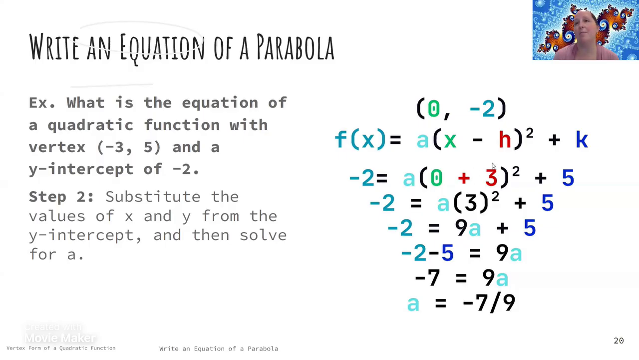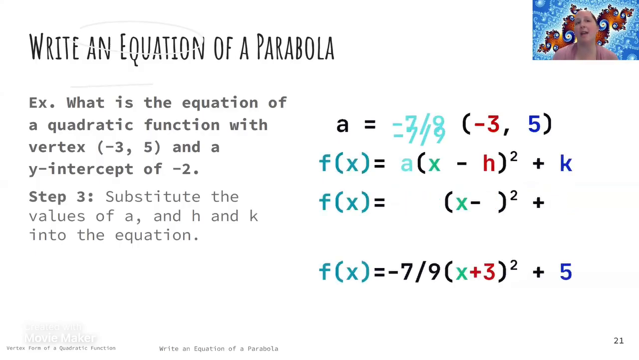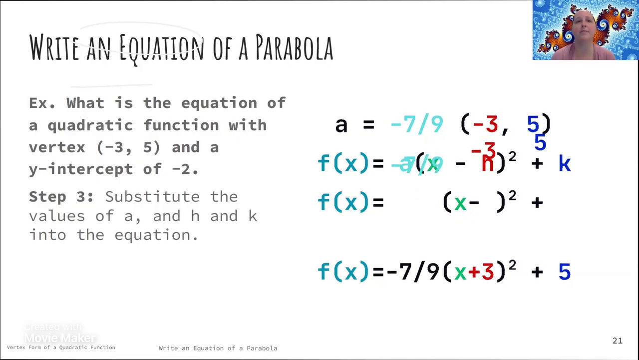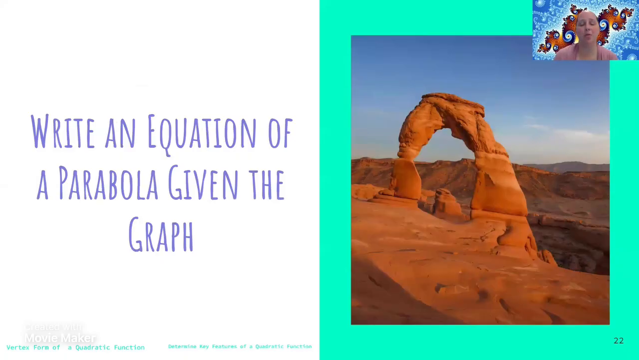So when I do this, I've got +3, so 3 squared gives me 9. So I have -2 equals 9a plus 5. I subtract 5 from both sides. -2 minus 5 is -7 equals 9a. I divide both sides by 9. So I get a equals -7/9. I substitute values of a and h and k into the equation. So I get my final equation of f of x equals -7/9 times x plus 3 squared plus 5. Write an equation of a parabola given the graph.